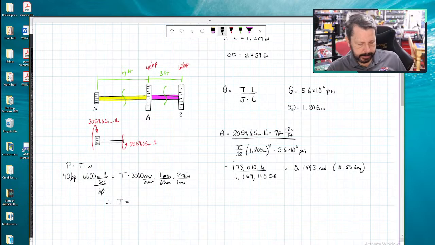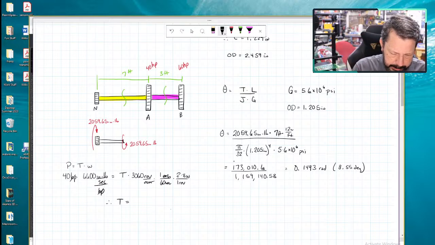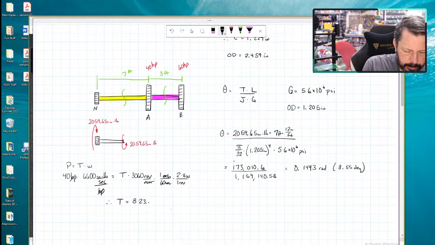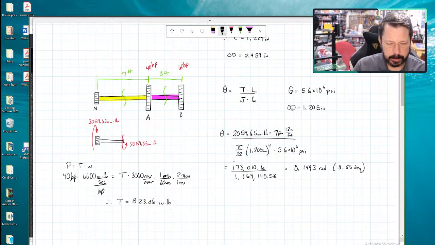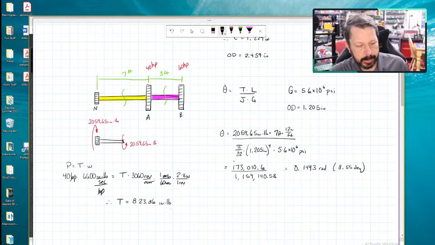Okay, so let's see, 40 times 6,600 divided by 3060 times 60 divided by 2 divided by pi. So the torque, did I do everything there? I think so. 823.86, those would be inch-pounds. So I had 2,059.65 inch-pounds. We can see that right above this equation.